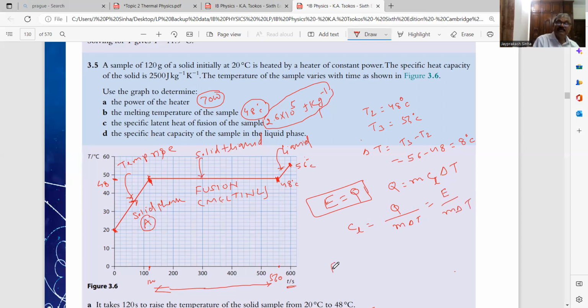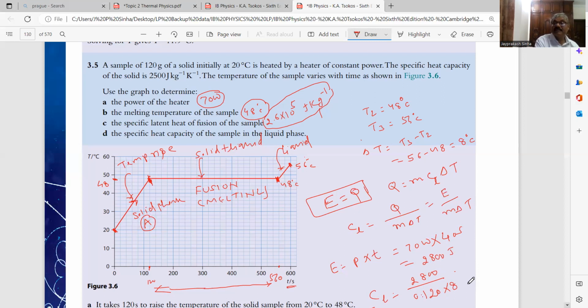You can find E. E is equal to what? E is equal to P into T. What is P? P is the power. What is T? T is the time. So P is the power, means 70 watt, into what is the time? See here, the time 560 to 600 means 40 seconds. So this is 2800 watt second or joule. Okay. So you can write CL is equal to 2800 upon M, which is 0.120, multiplied by delta T, which is 8.